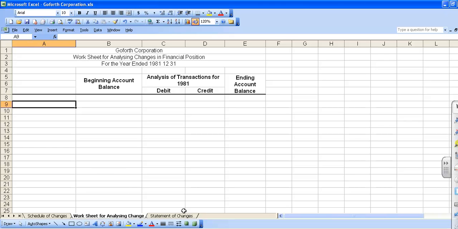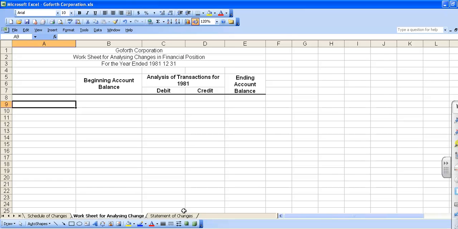The name of the company, the name of the financial statement, worksheet for analyzing changes in financial position, as well as the time frame or the fiscal period for the year ended 1981-12/31. Yes, I know, we're a little outdated. That's okay though.